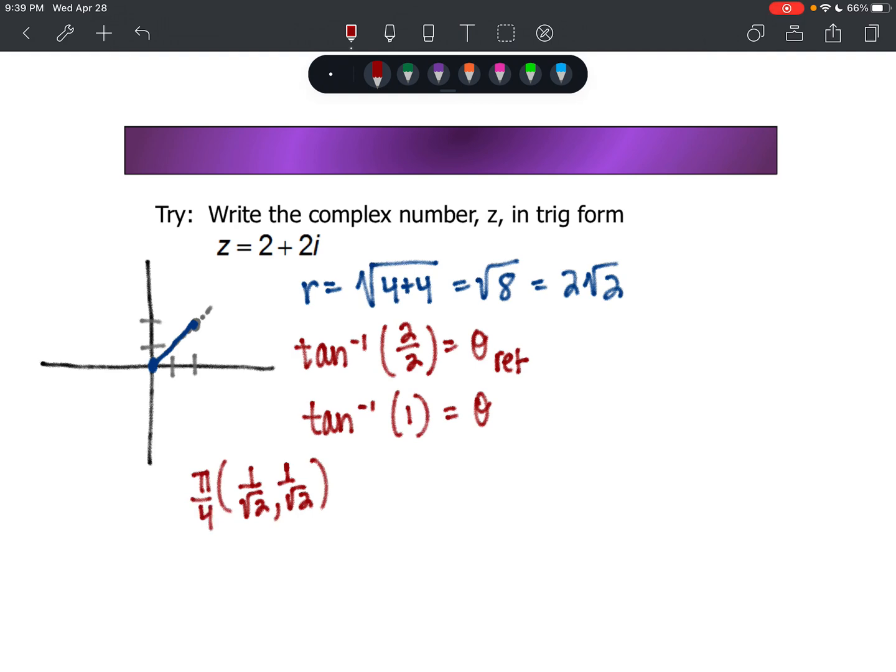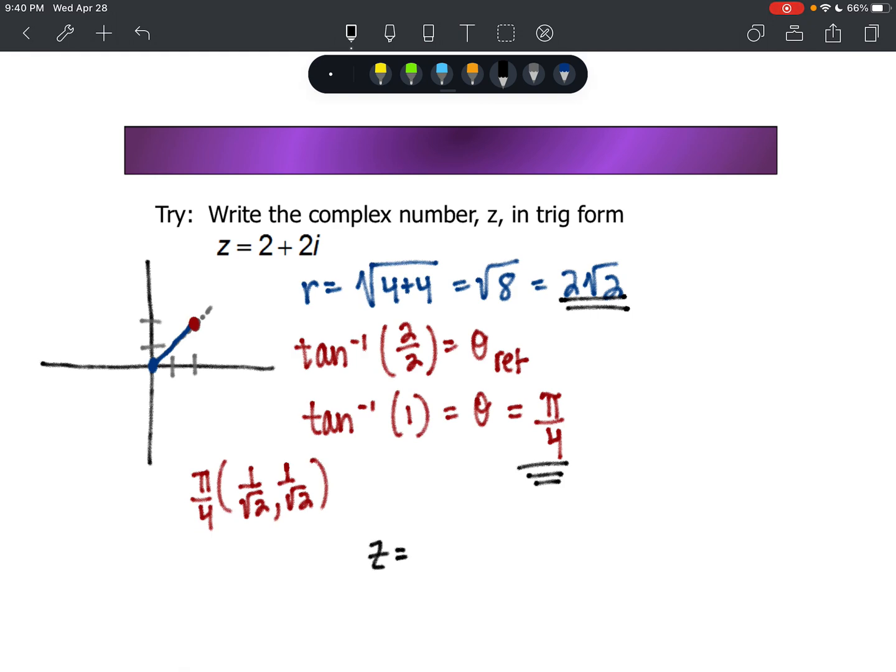I'll have 1 over the square root of 2, over 1 over the square root of 2. Anything over itself is 1. So remember, tangent is y over x. Therefore, theta is going to equal pi over 4. And the pi over 4 angle in quadrant 1 is indeed pi over 4. So we've got our two parts. We've got r is equal to 2 times the square root of 2, and we've got theta is pi over 4.